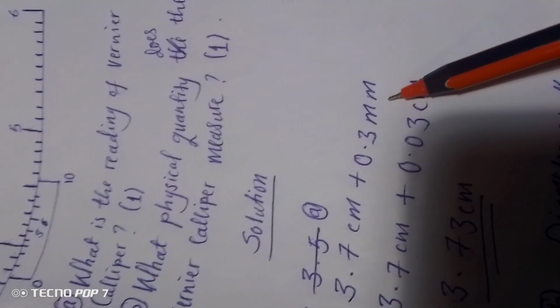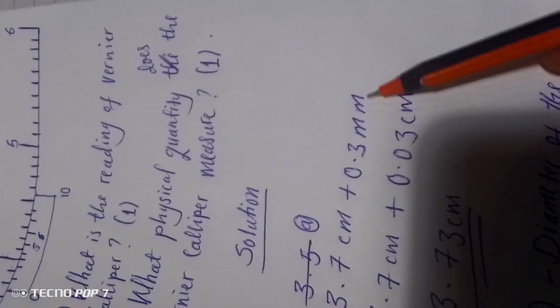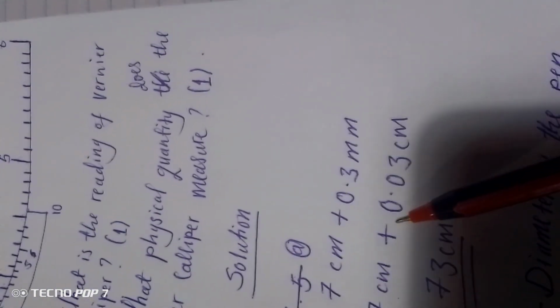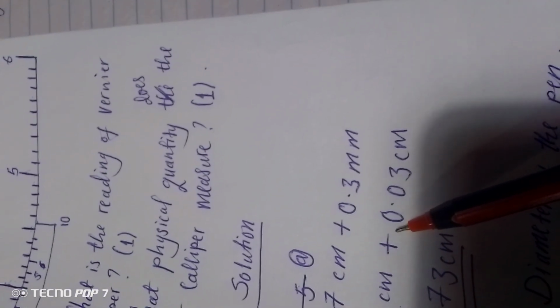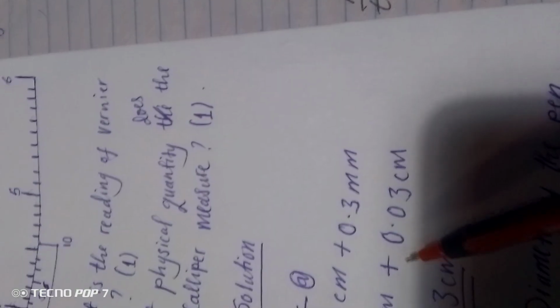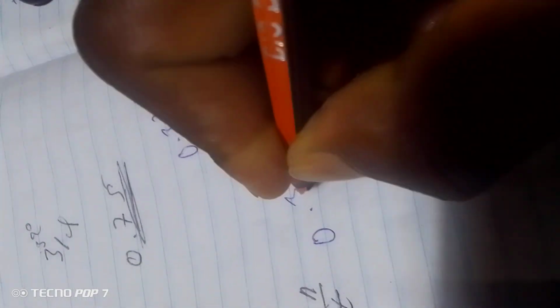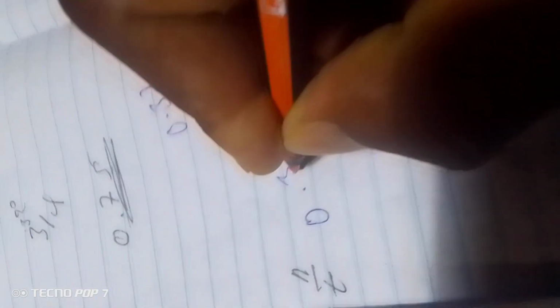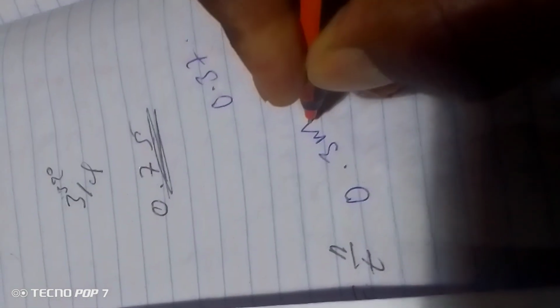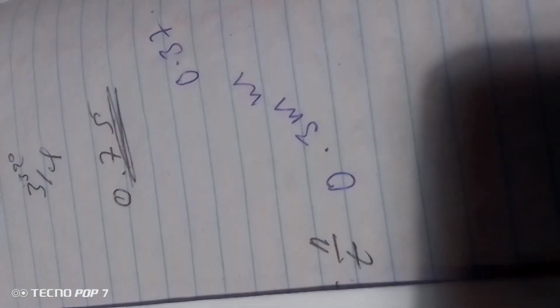Then we can't add centimeters and millimeters because they are unlike terms. So let's convert the millimeters into centimeters. If you're sharp enough, you can just convert it. Once you are given 0.3 millimeters, you convert it into centimeters. Just add a 0, say 0.03 centimeters, then you are done.